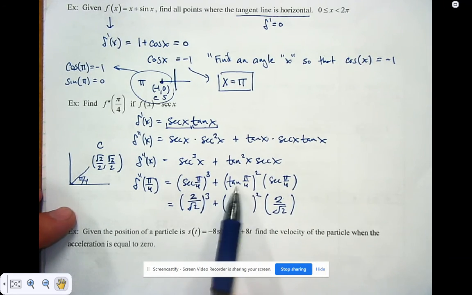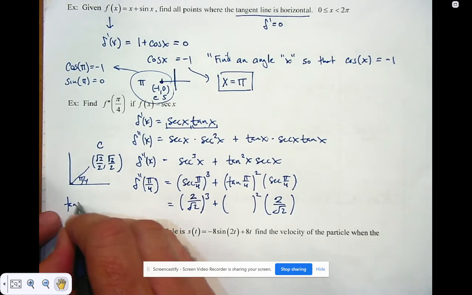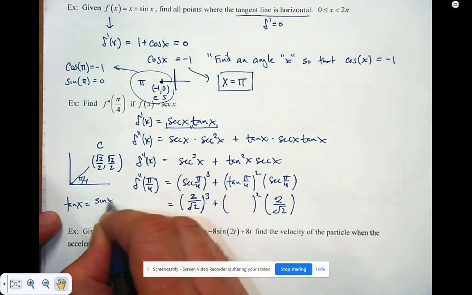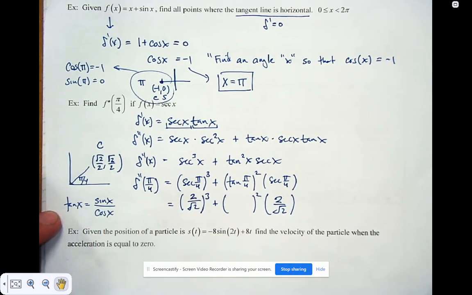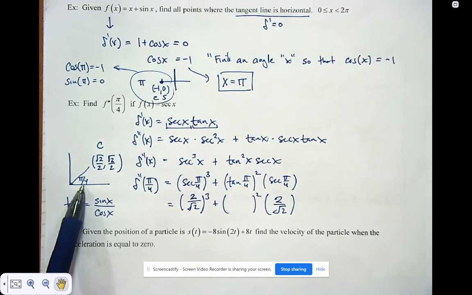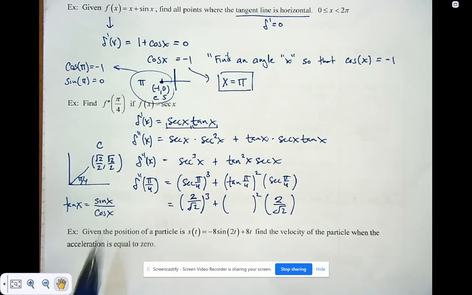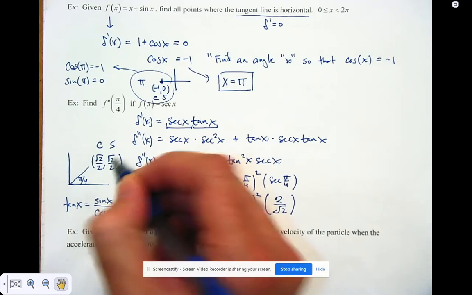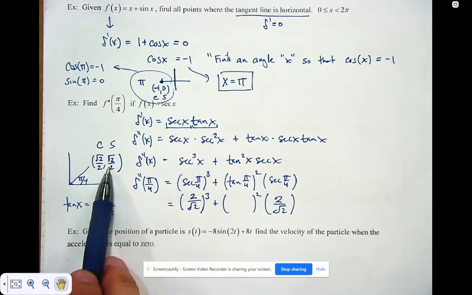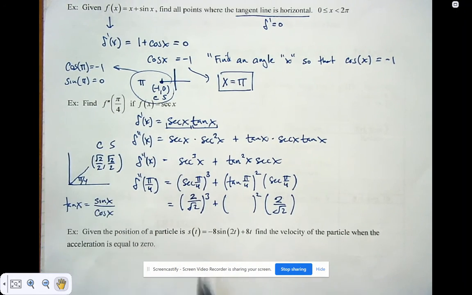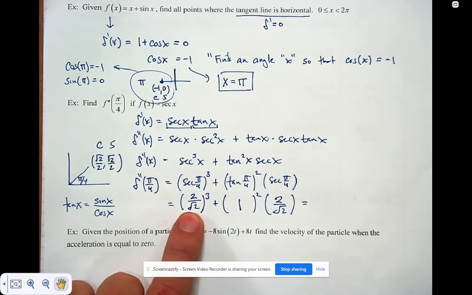So let's talk about tangent. Tangent of anything is the same as sine divided by cosine. At angle measures of pi over 4, it's really easy because sine and cosine are exactly the same. And so tangent there is that divided by that, but they're the same. So it's just equal to 1.